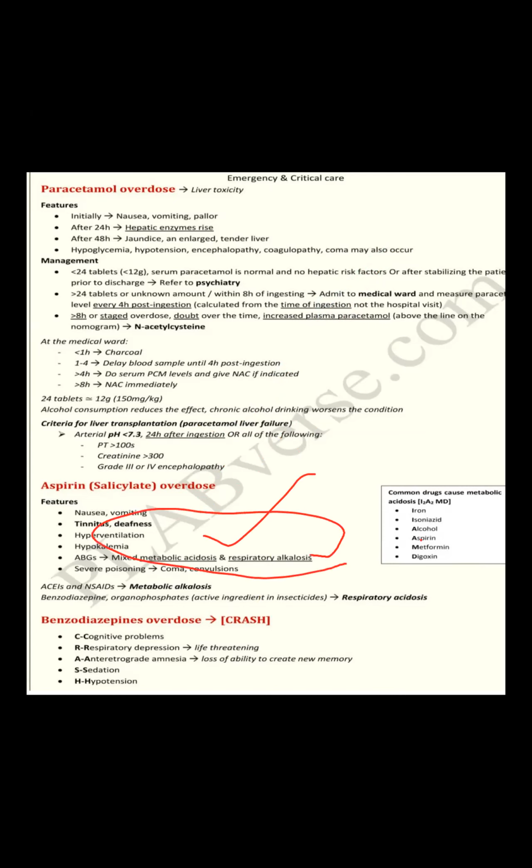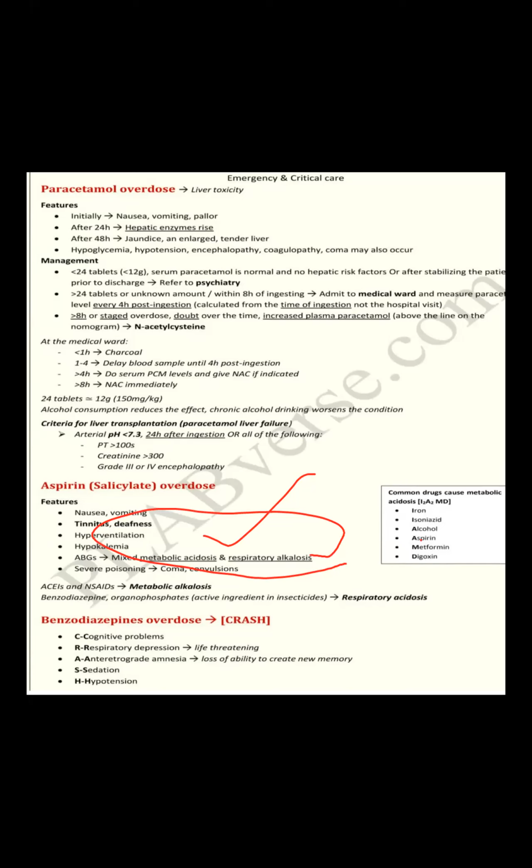Even if you don't know the ABG, no issue. Just remember, aspirin overdose gives tinnitus, deafness, hyperventilation syndrome, and hypokalemia presentation. We have to remember this metabolic acidosis with respiratory alkalosis. That's it. Respiratory alkalosis has two common causes: one, pulmonary embolism; second, aspirin overdose. Just for the exam, just remember, or you can note it down.